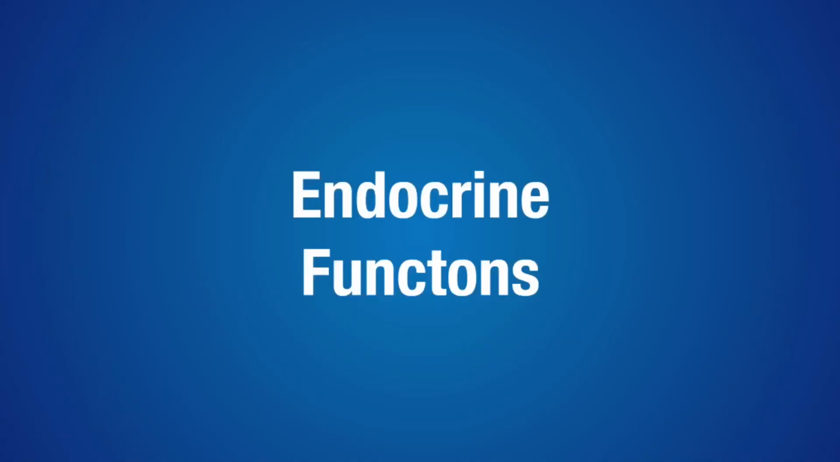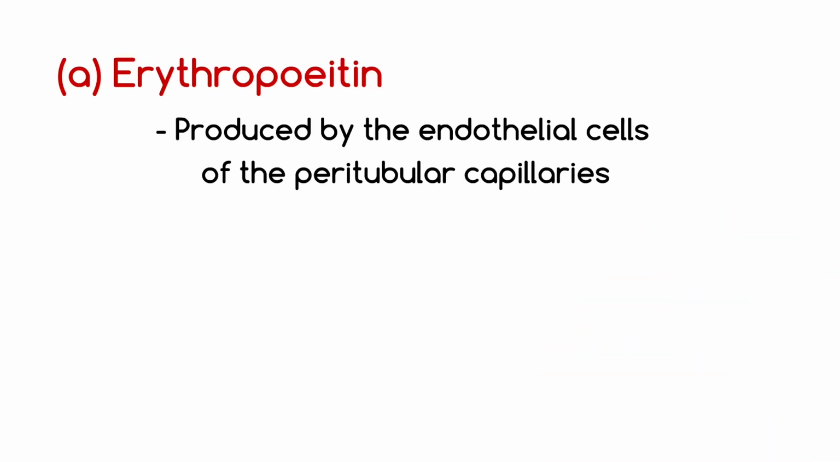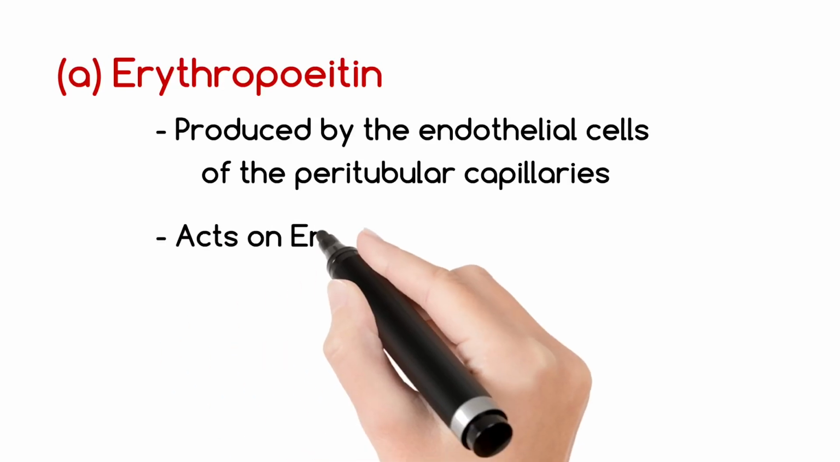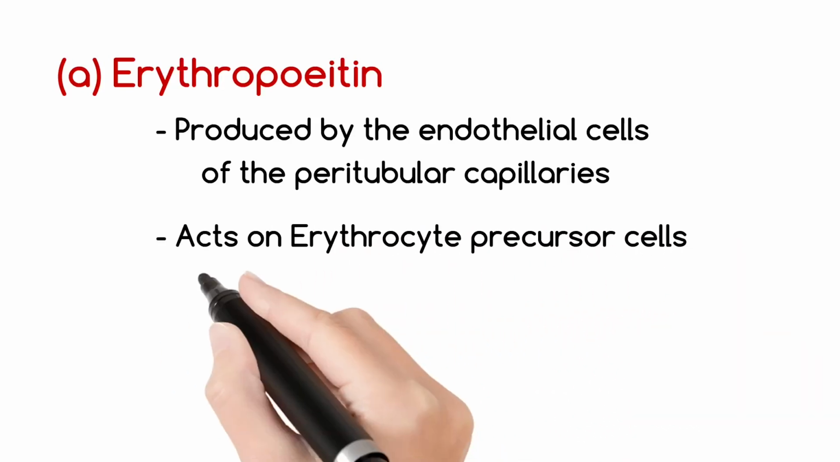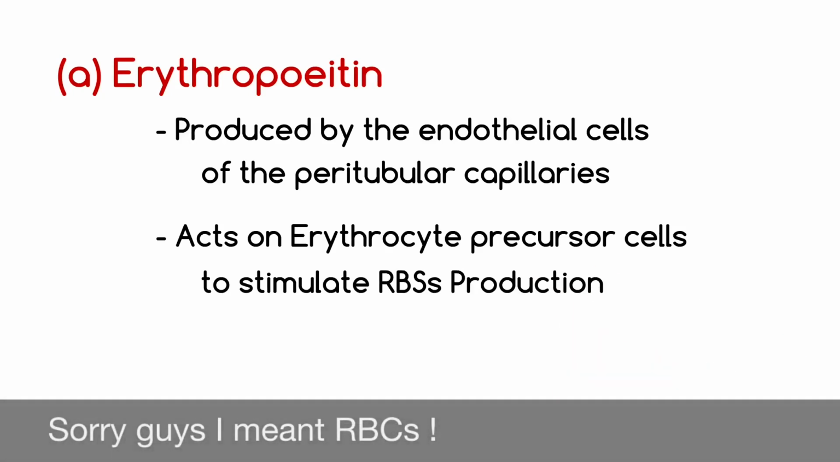Now moving on to the endocrine functions, which include the hormones that are produced and secreted by the kidneys themselves. The first hormone I'll be talking about is erythropoietin, which is produced by the endothelial cells of the peritubular capillaries that travel alongside the nephrons to allow reabsorption and secretion. Erythropoietin stimulates the production of red blood cells by acting on the precursor cells of the erythrocytes.